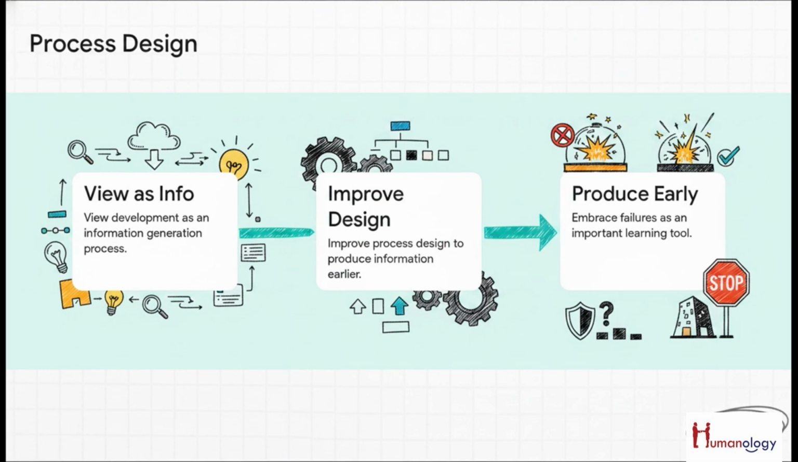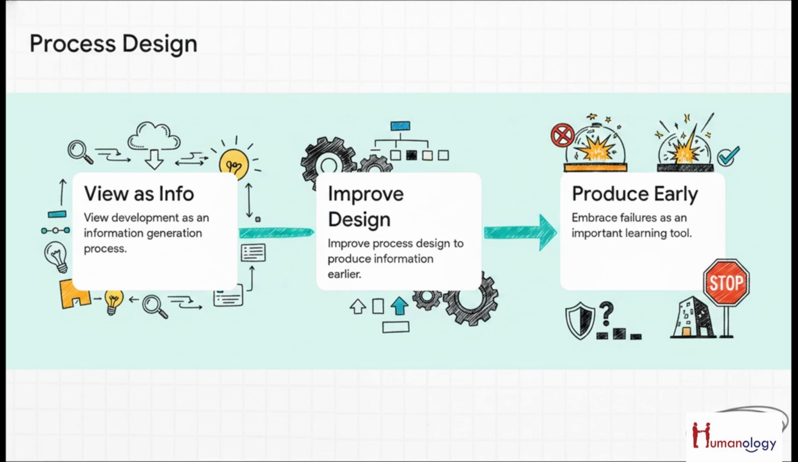Okay, so how do we put this into practice on, say, a random Tuesday morning? First, you formally adopt the view that development literally is information generation. Second, you actively improve your process design to make that happen. This isn't just telling people to work faster. It means implementing daily automated testing or creating much tighter feedback loops with your actual end users. And third, you use those tight loops to produce information earlier.